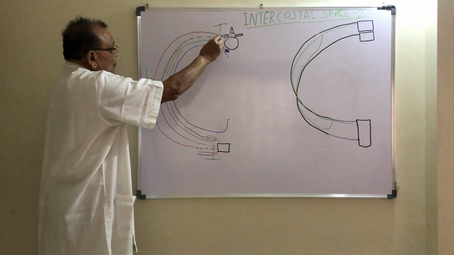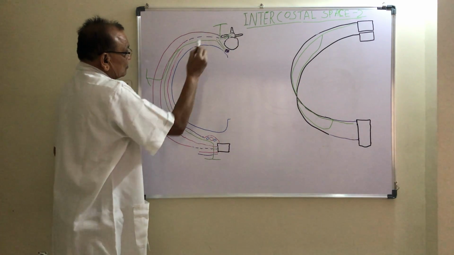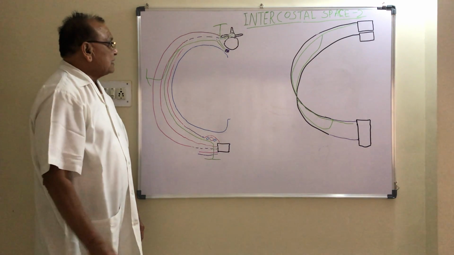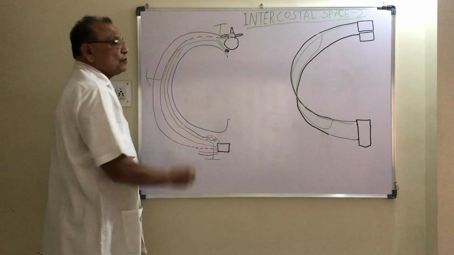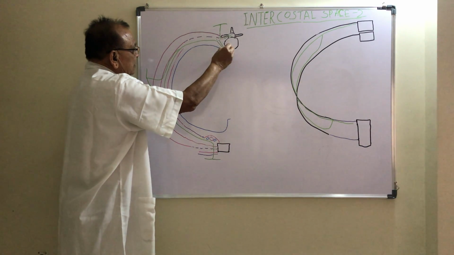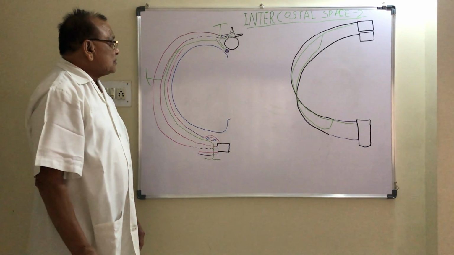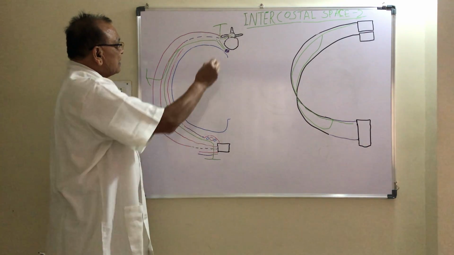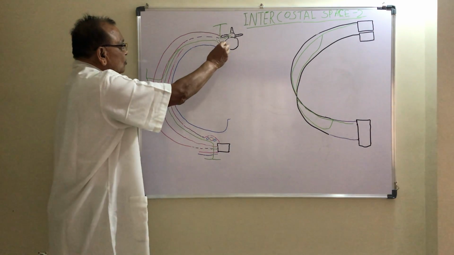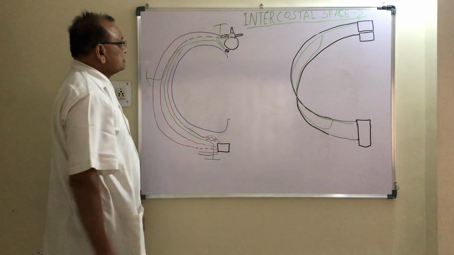This intercostal nerve, near its beginning, gives one branch to the sympathetic ganglion. This branch is called the white ramus communicans. The ganglion gives one branch back to the intercostal nerve, and this branch is called the grey ramus communicans. So the white ramus communicans is given by the nerve to the ganglion, and the grey ramus communicans is given by the ganglion to the nerve. Here the grey ramus is proximal and the white ramus is distal.